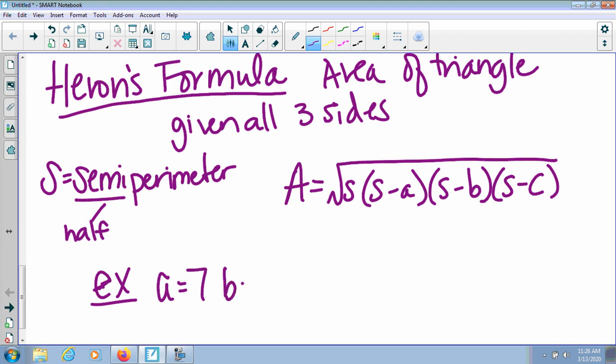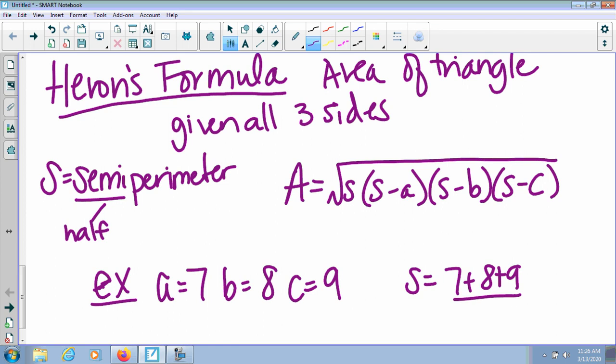So if A is 7, B is 8, and C is 9, I first want to figure out what the semi-perimeter is. Remember the perimeter is all the way around the triangle. So that would be all of the sides added together and then cut in half. So what's this going to be? 8 and 9 is 17, 7 more is 24. So that is 24 over 2, which is 12. So everywhere we see an S in the formula, we're going to plug in 12, and then we'll plug in A, B, and C, and then get our answer.